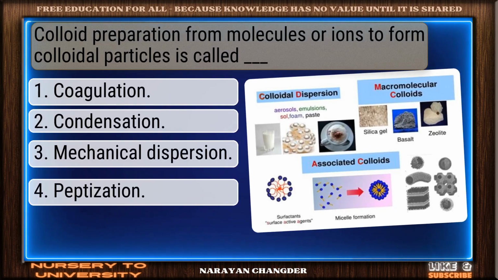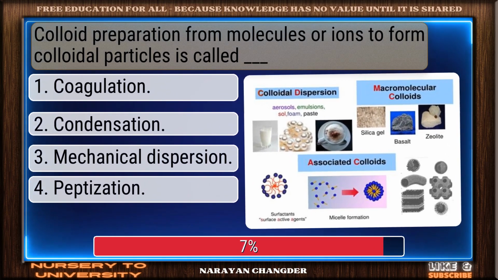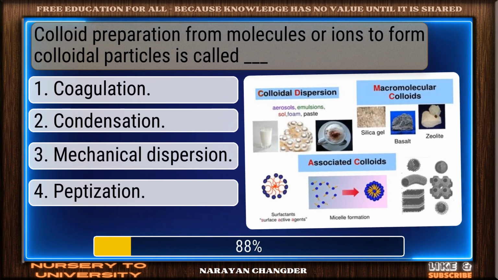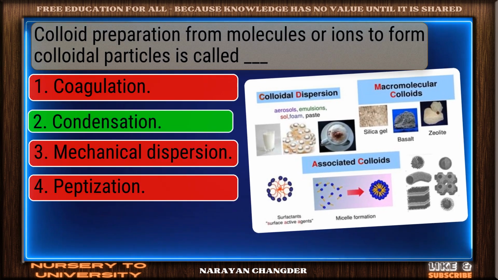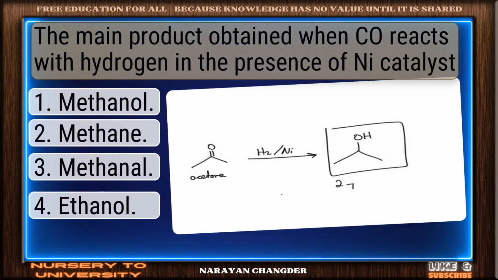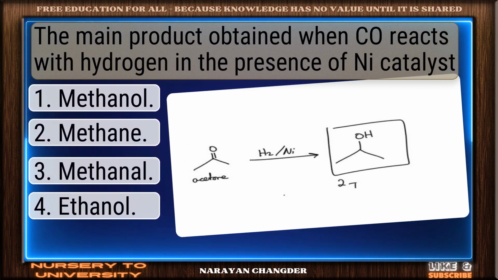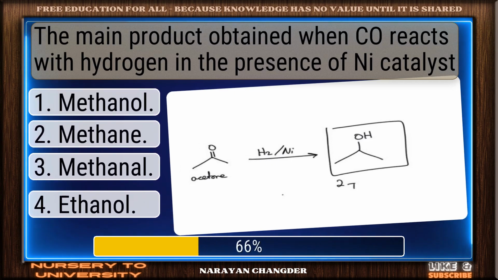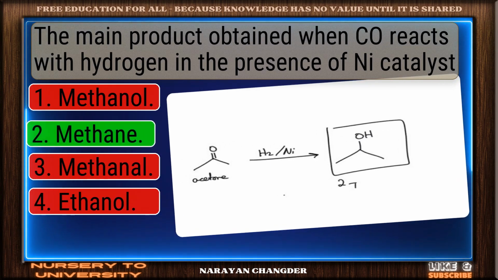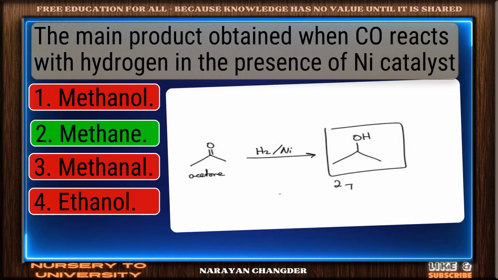Colloid preparation from molecules or ions to form colloidal particles is called dash. Correct. Condensation is the right answer. The main product obtained when CO reacts with hydrogen in the presence of Ni catalyst. You're right. Methane is the correct answer.